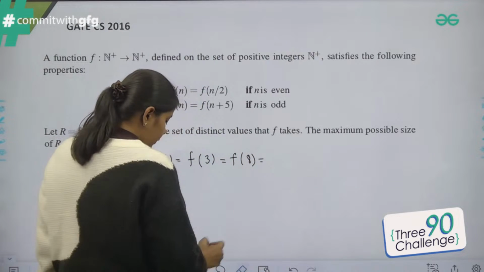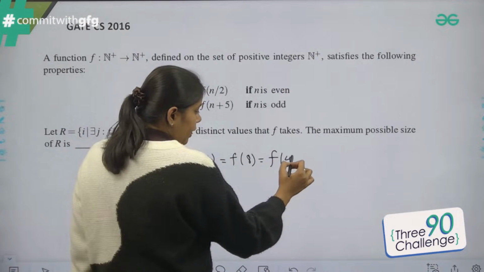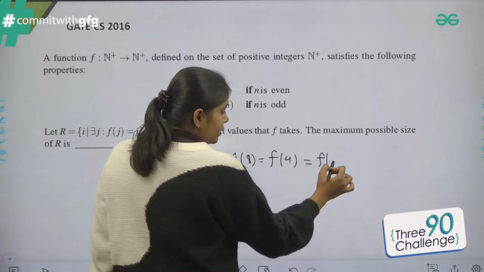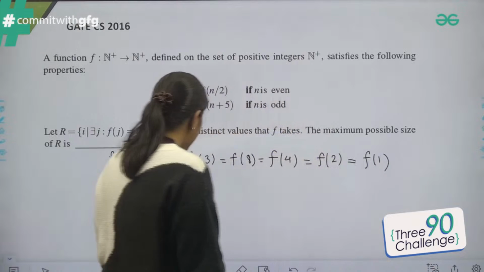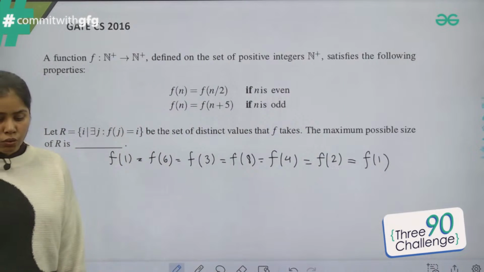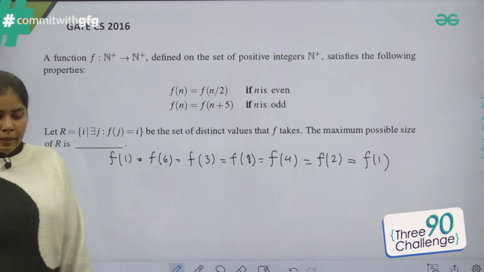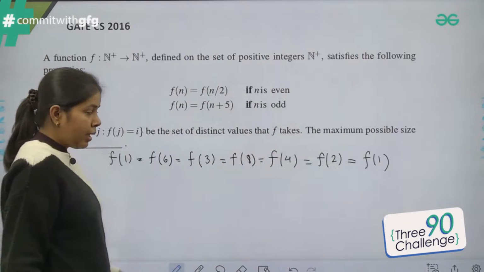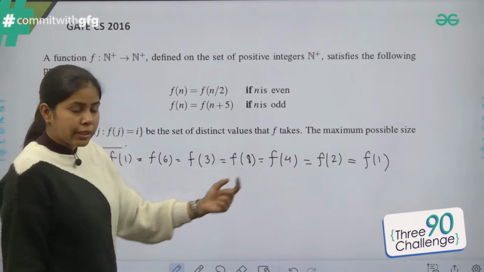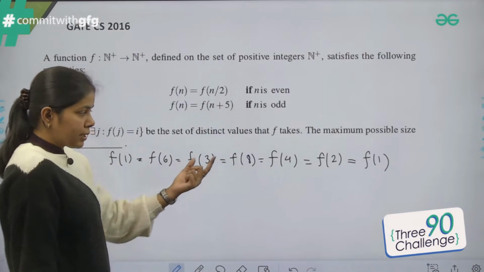So we have to solve it until we reach a certain point. f of 4, 4 is even, so 4 by 2, that is 2. f of 2 would become f of 1. So we started with f of 1 and we have reached f of 1. And if I find f of 2, it is nothing but f of 1. f of 3 is nothing but f of 1. f of 4 is nothing but f of 1.